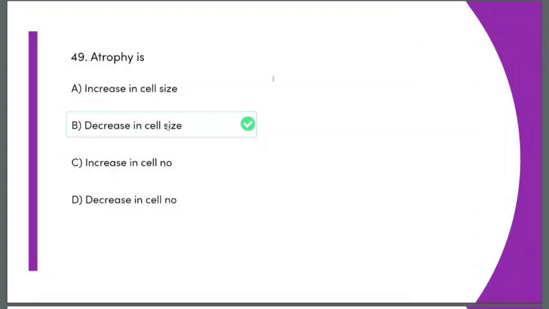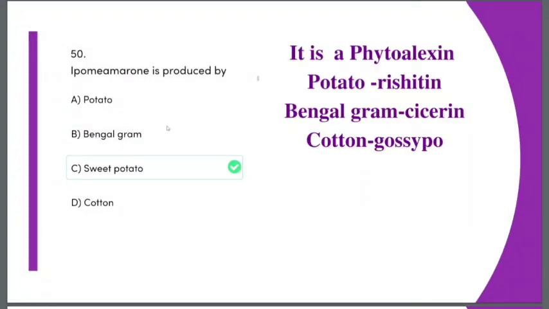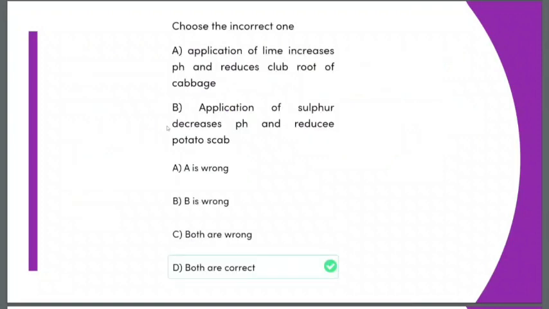49th question is, entropy is decrease in the cell size. 50th question: ipomeamarone is produced by sweet potato. Potato produces rishitin. Bengal gram produces cicerin, and cotton produces gossypol. So these all are the phytoalexins.